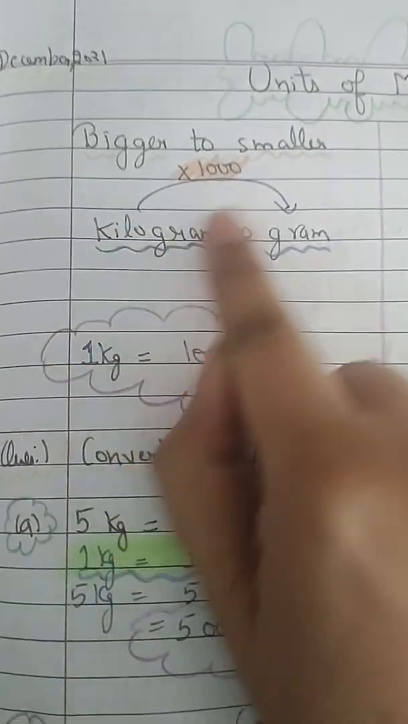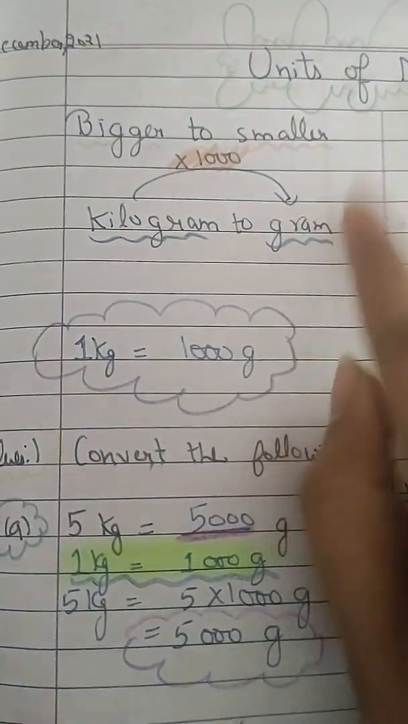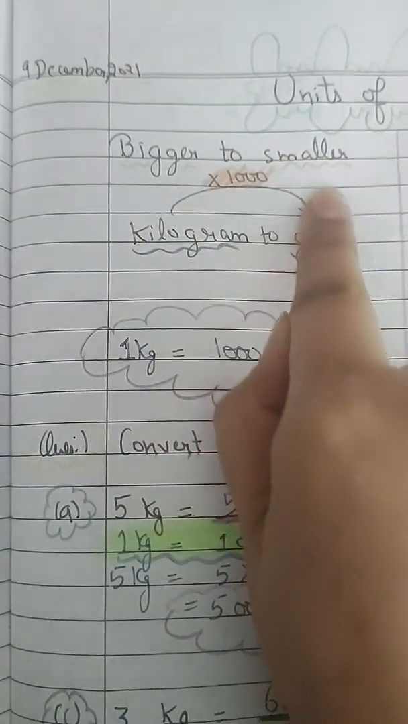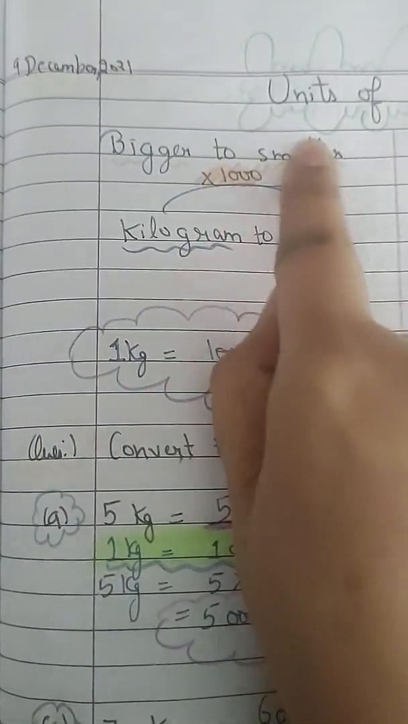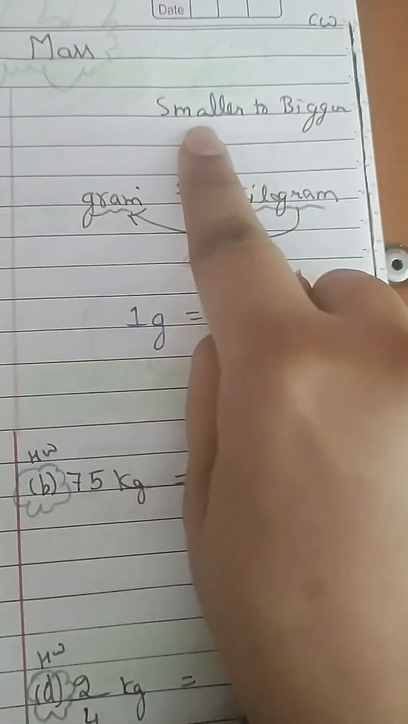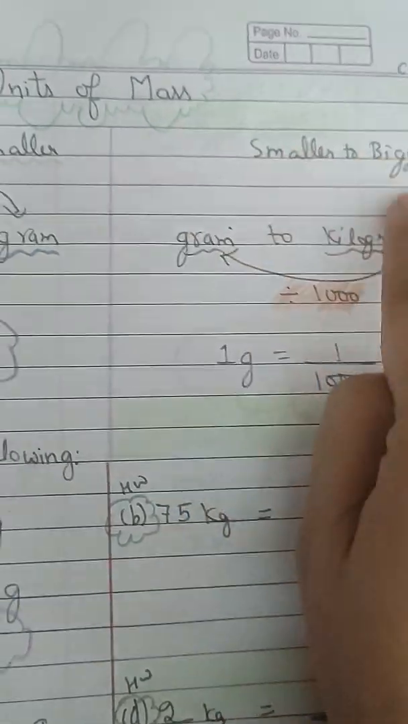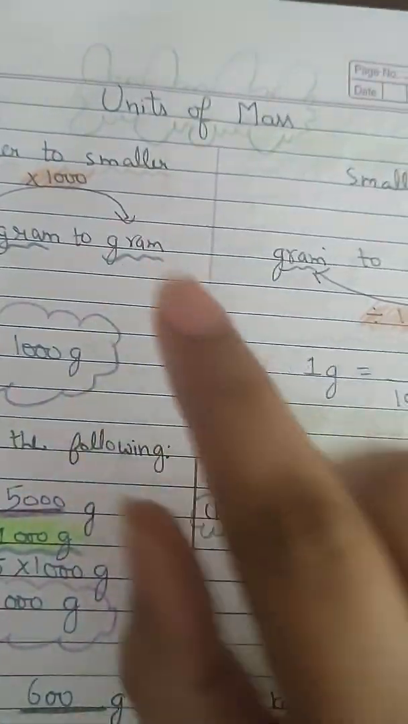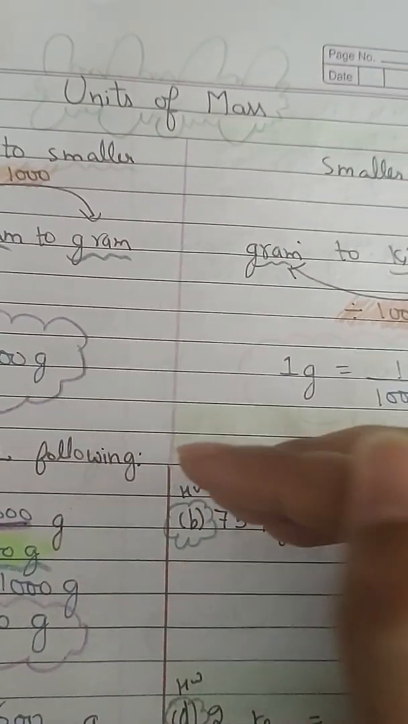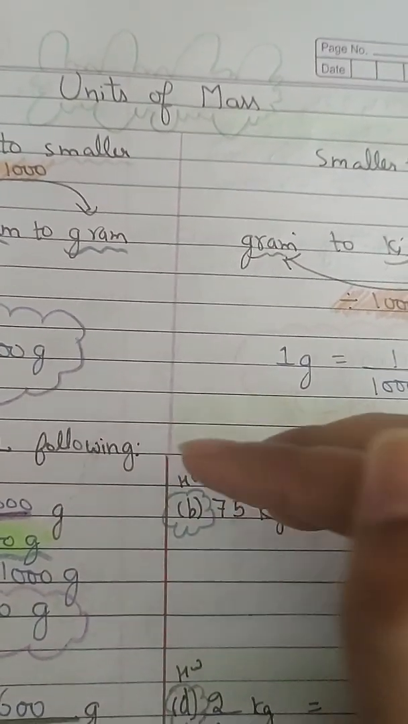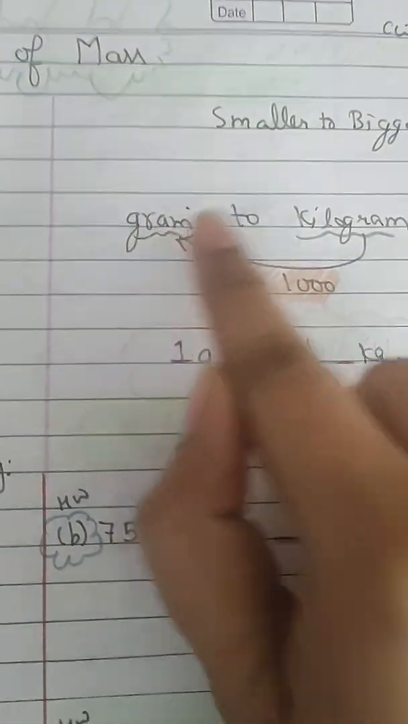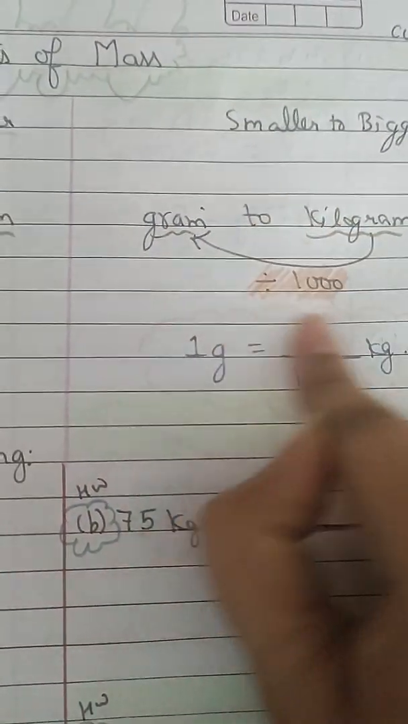So first one is kilogram is the bigger one and gram is the smaller one. So if you have to go from bigger to smaller, if you have to go from kilogram to gram, you have to multiply by 1000. Okay, that is bigger to smaller. Then if you have to go from smaller to bigger, means gram to kilogram, only two units we are using. Please remember this thing, there are many other units. Here also we have milligram, centigram, decagram, hectogram, that you will be doing in 5th class. Gram to kilogram you have to divide by 1000.